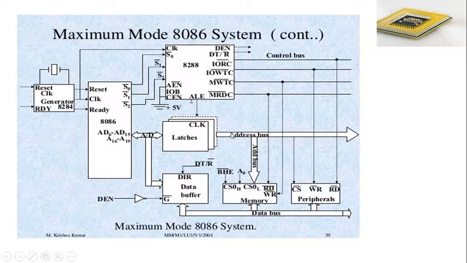The buses from these latches and the buffer are connected with peripheral devices like memory and peripheral IO devices. These external buses are used for connecting this maximum mode configuration with the external peripheral units, so that we can transfer data to and from these external peripheral units. So all these are about the maximum mode configuration.